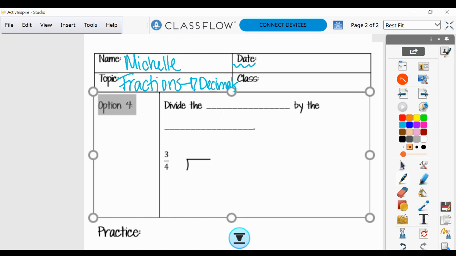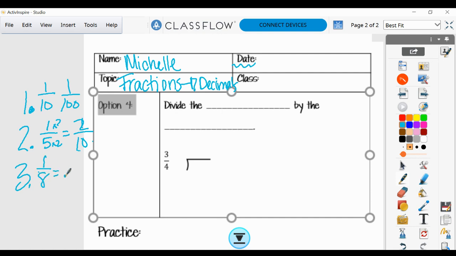Okay, so we've talked about option 1, which is we're hoping we've got a 10th or a 100th. That's the sprinkles on our cupcakes. Option 2 is we create equivalent fractions, so we get to that 10 on the bottom. Option 3 was memorize. And now we're into option 4, which is long division.